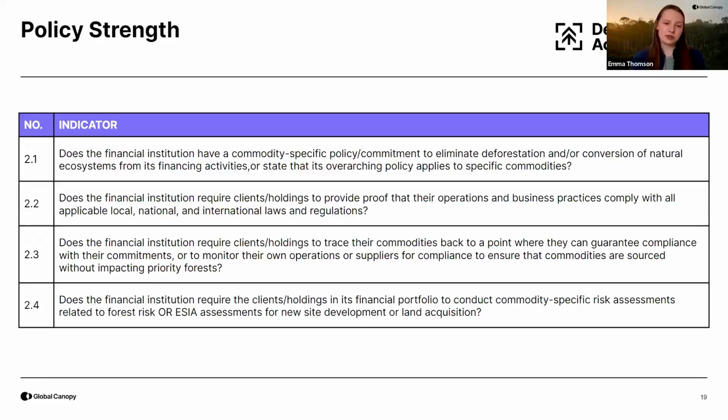And then finally, indicator 2.4 for this section looks to see whether you require clients or holdings to conduct commodity-specific risk assessments related to forest risk. So requiring them to understand, are they exposed to deforestation risk and how? Next slide, please.